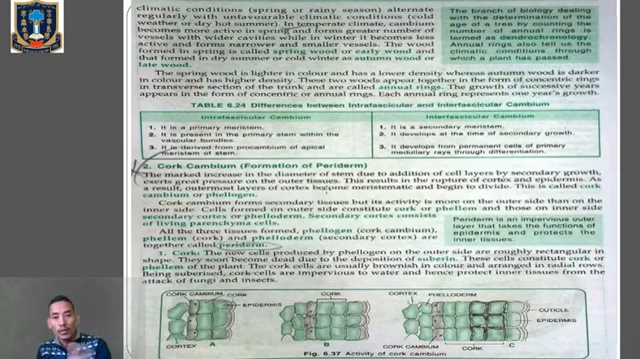Alright, now let's talk about the next one, the cork cambium or the formation of periderm. We'll go with figure number 6.37 to look at the structure of the cork cambium or the formation of periderm.